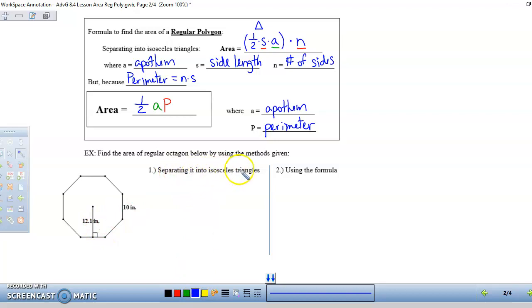So separating this into triangles, I am going to give you a minute to try and do that on your own. So pause and try to do that. Find the area.